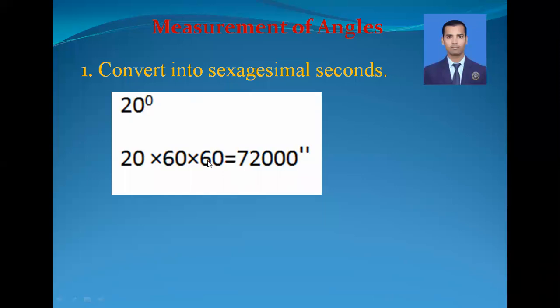That's why, to convert degree into minute, first we need to multiply it by 60. Then again, to convert minute into second, we need to multiply it by 60. All together, after multiplying, we will get 72,000, and that is in seconds. In this way, such a type of question can be done.